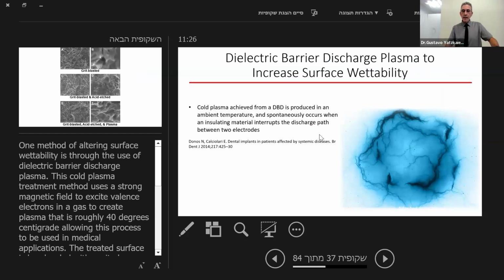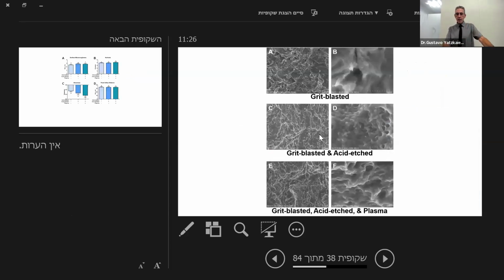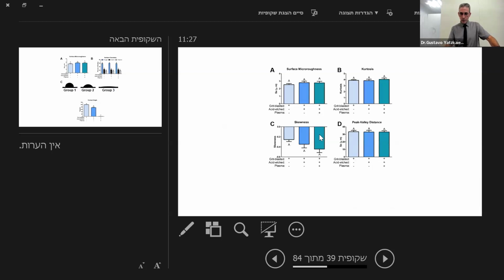This device uses the technology of dielectric barrier discharge plasma, meaning that the plasma activates the implant, producing this change. The group divided the work into 3 groups. The first group was the grit-blasted surface. The second group was grit-blasted and acid-etched surfaces. And the third group, the same with plasma activation.